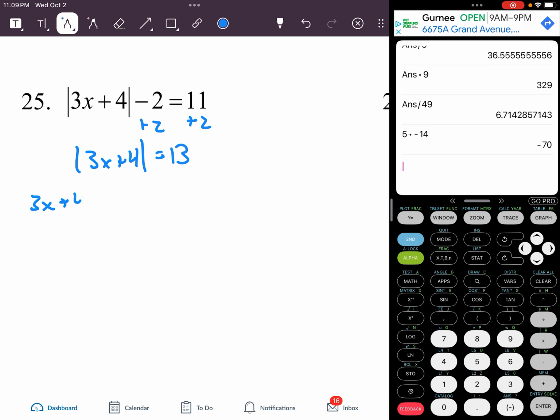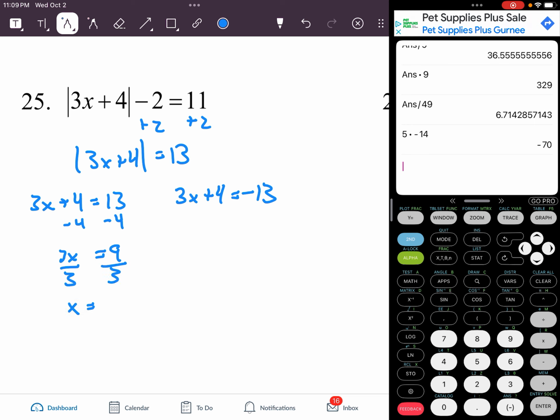3x plus 4 equals 13. 3x plus 4 equals -13. Now we just solve. Subtract 4 from both sides. Get 9 and 3x. Divide by 3. X will equal 3. On the other side, subtract 4. So you get 3x is equal to -17. Divided by 3, x will be equal to -17 over 3.